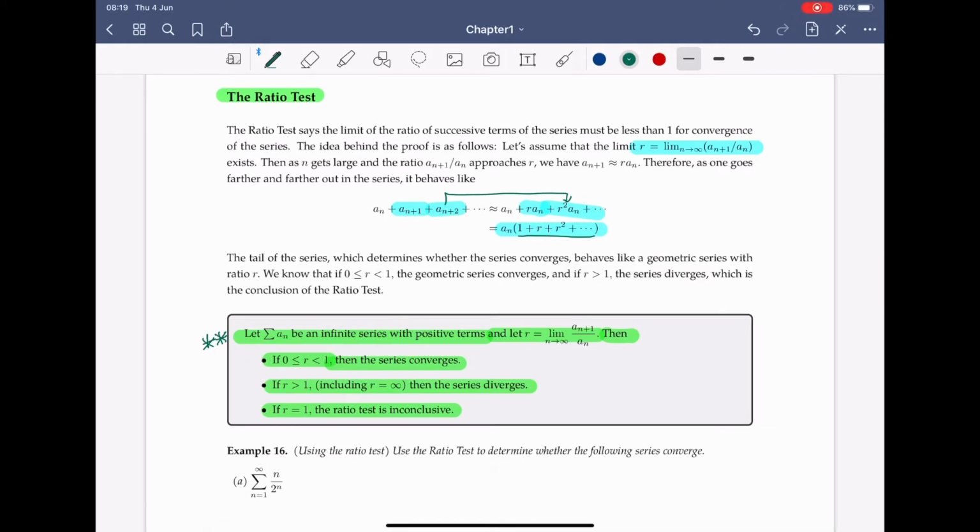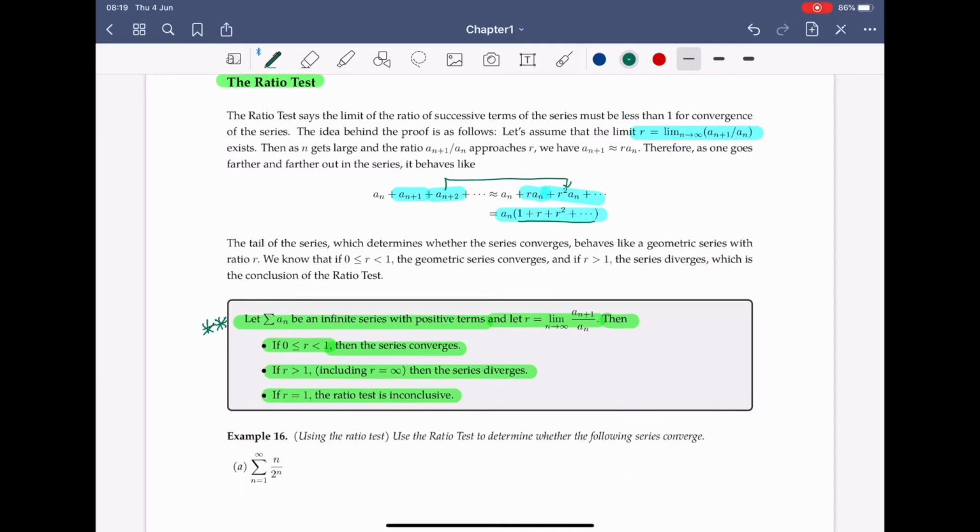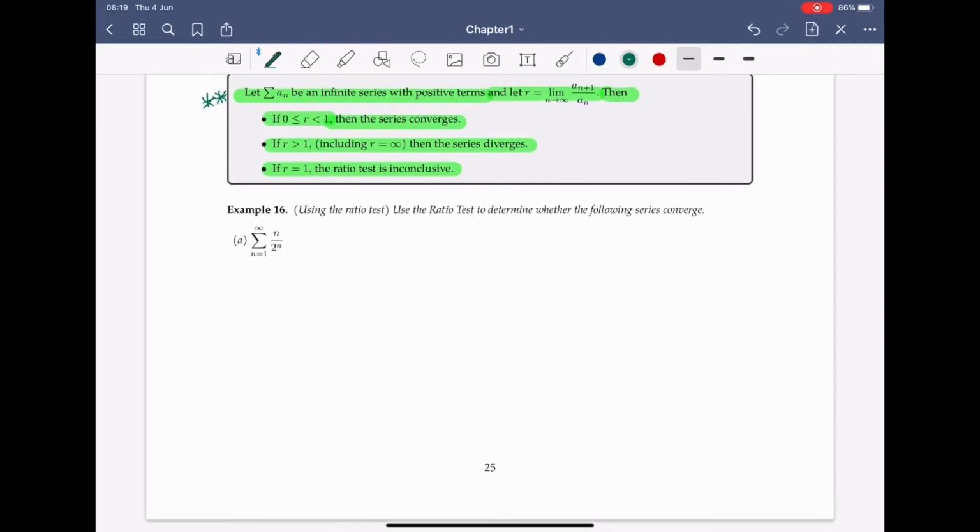So let's start by looking at example 16, so you get more idea how the ratio test works. Example 16, using the ratio test. We want you to use the ratio test to check if the series converge. Let's start with question A. I have the summation of n over 2 to the n. So this is your first example for the ratio test. I'm going to show you the full solution.